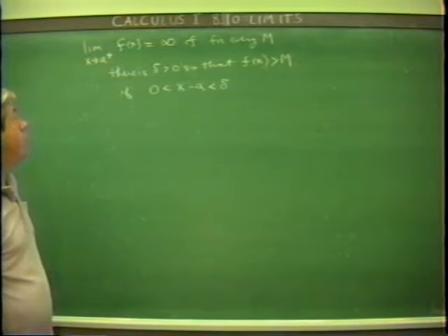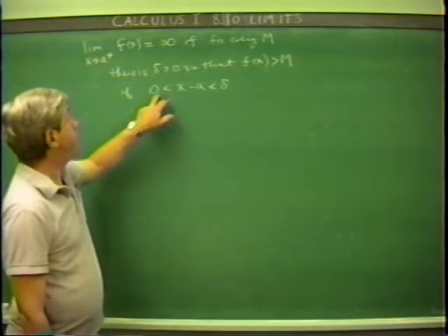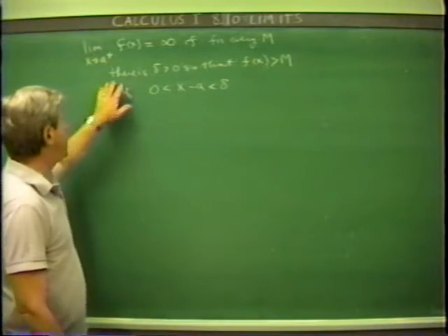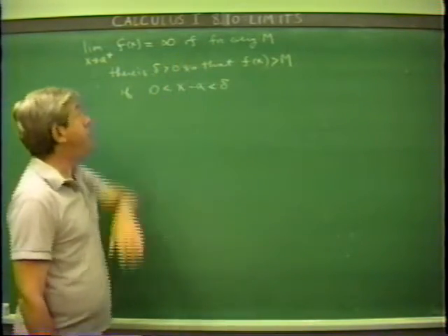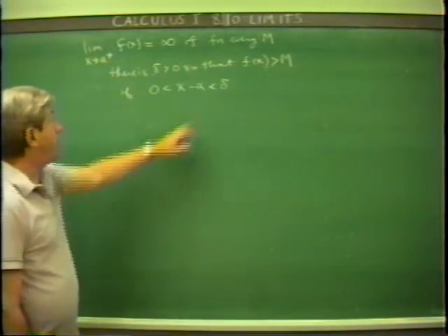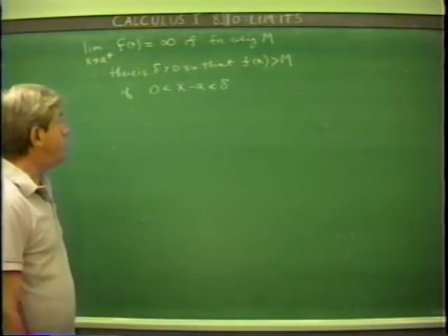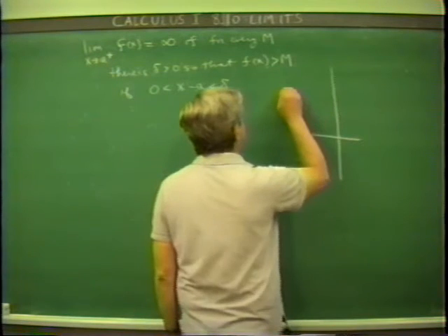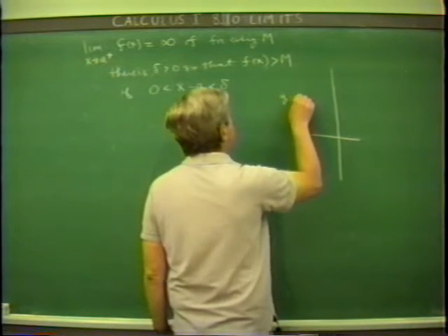Here there are no absolute values around the x minus a, so x minus a is going to be greater than 0. That's x is going to be larger than a, and x minus a will be less than delta. And no matter how large a number m you choose, you have to be able to find such a delta so that the function is larger than m.